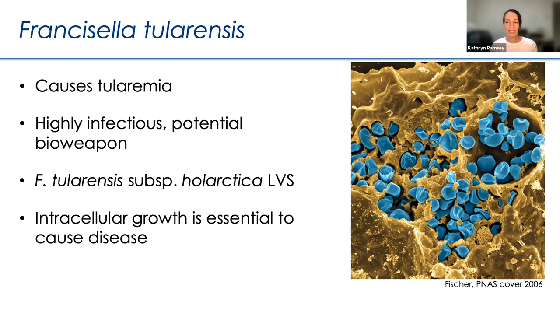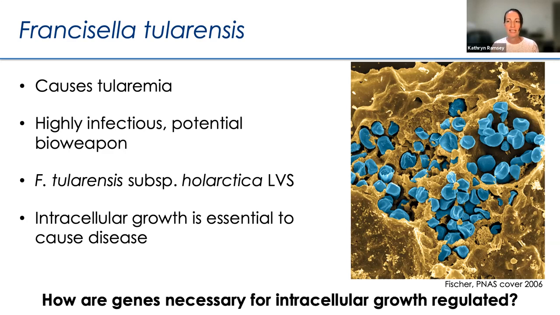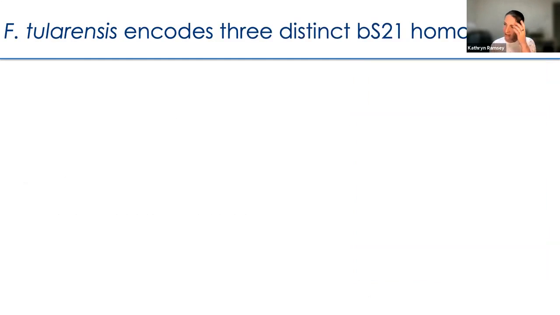Now, the question that's been driving much of my career is really, how are the genes that are necessary for intracellular growth regulated? And so I came to my interest in ribosomes when I came across a particularly interesting observation. And that is that Francisella tularensis only has a single homolog for most ribosomal proteins, but for a particular one, it encodes 3 distinct homologs, about this protein called BS21. And I'm going to tell you why I find that so interesting.